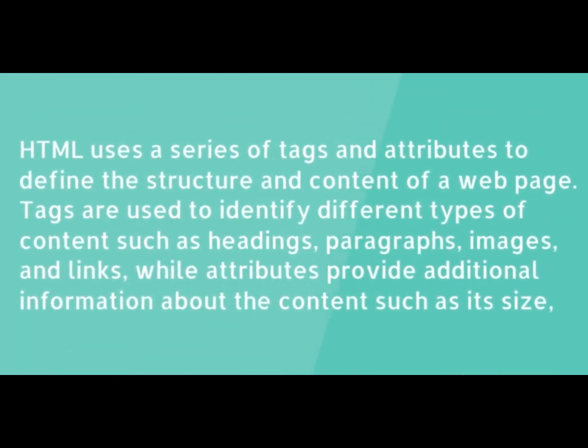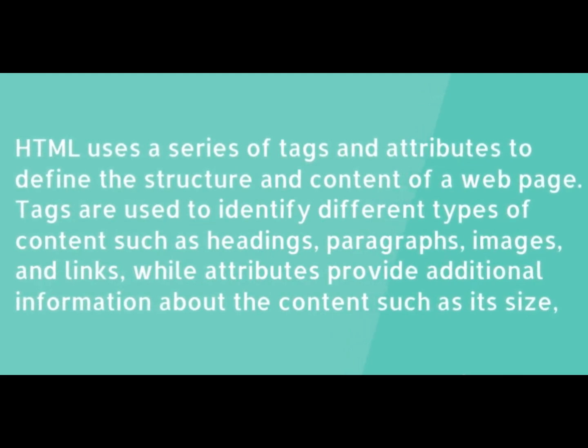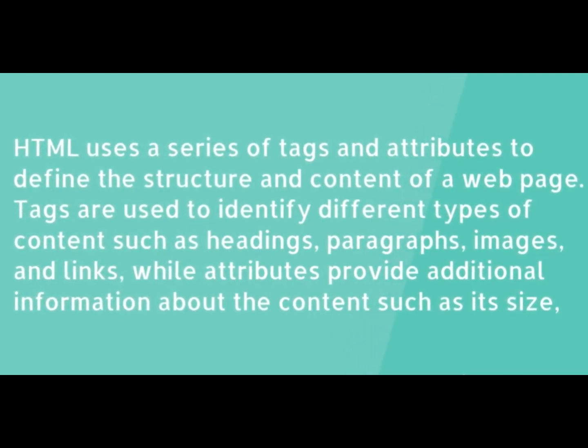HTML uses a series of tags and attributes to define the structure and content of the web pages. Tags are used to identify different types of content such as headings, paragraphs, images and links, while attributes provide additional information about the content such as its size, color, or alignment.